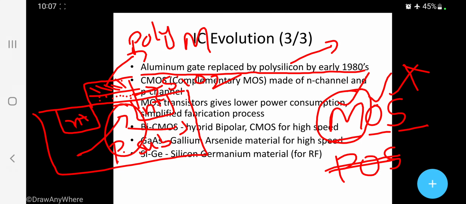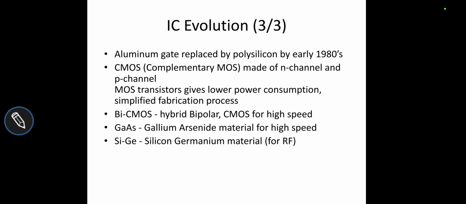Now we'll see a little detail about this. CMOS is a combination of N channel and P channel. What I have drawn is NMOS, and if you replace N plus with P plus and the P substrate with an N substrate, then we get PMOS. So complementary MOS is a combination of NMOS and PMOS.